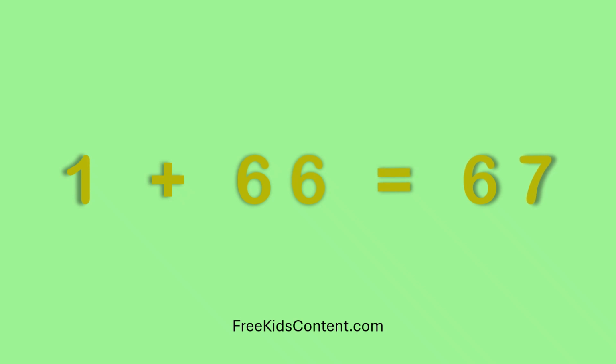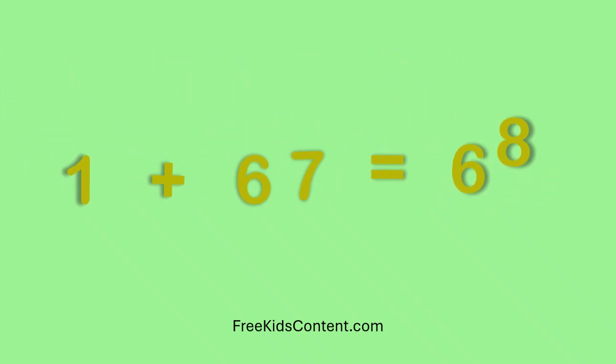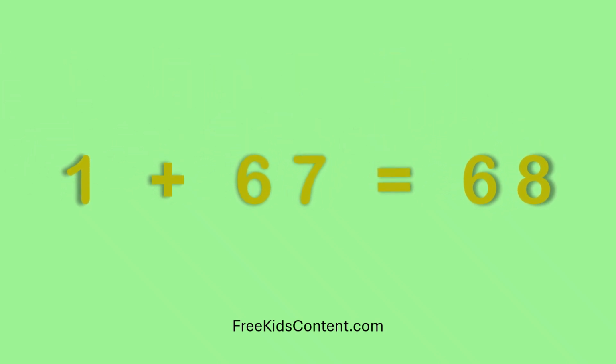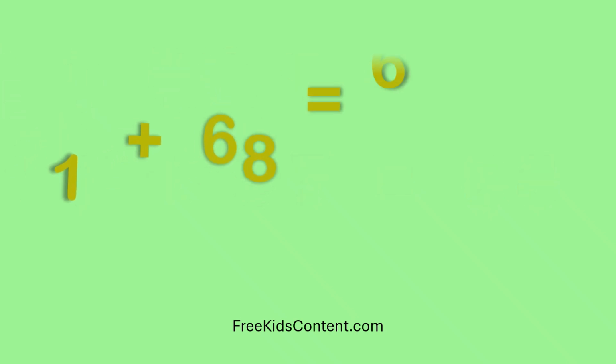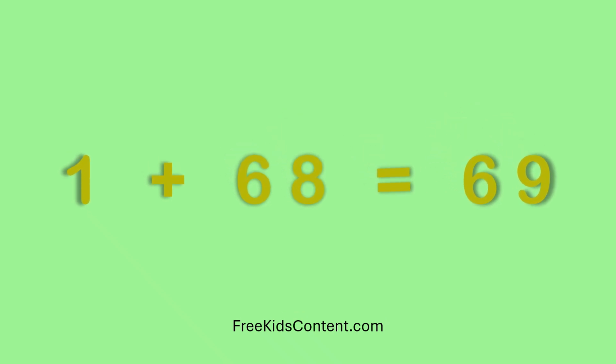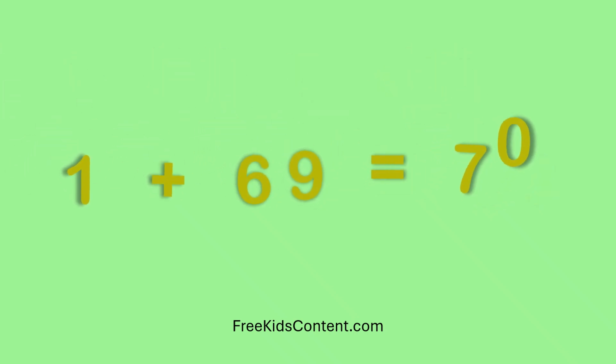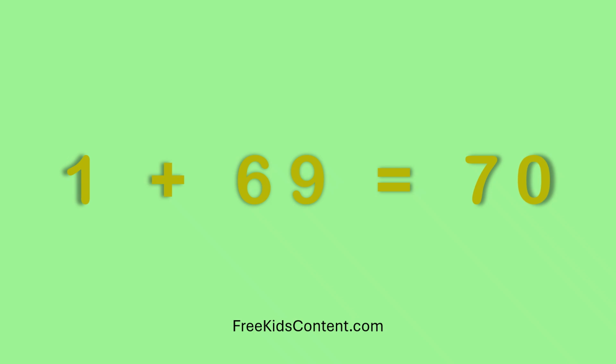1 plus 66 is equal to 67. 1 plus 67 is equal to 68. 1 plus 68 is equal to 69. 1 plus 69 is equal to 70.